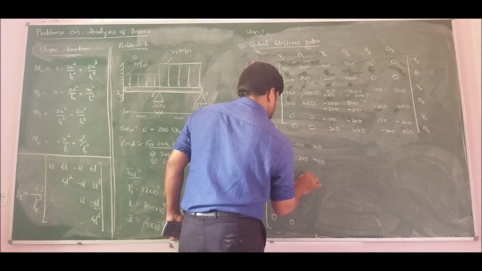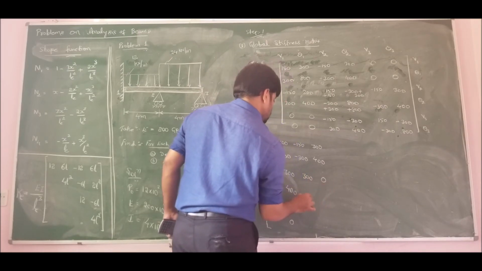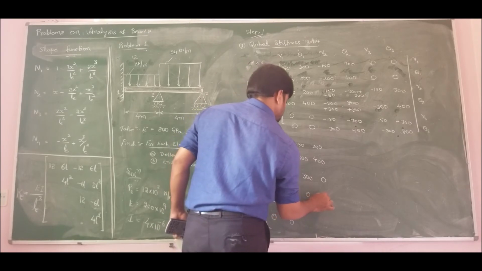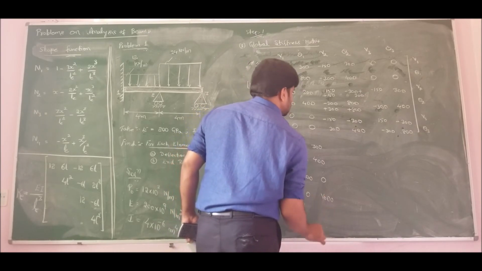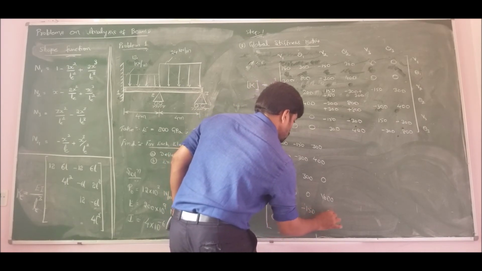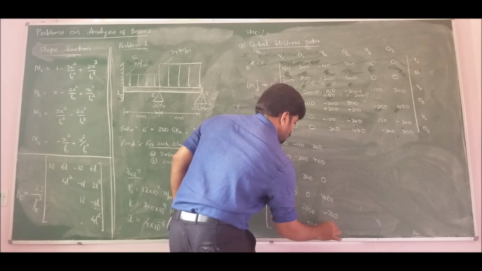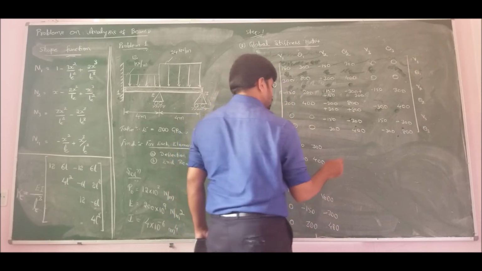So 150 plus 150, I will get 300. It will become 0. 0 also will become 0. 800 plus 800 is 1600. And now I will get minus 150, minus 300, 300, 400.